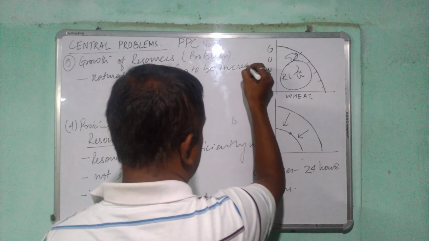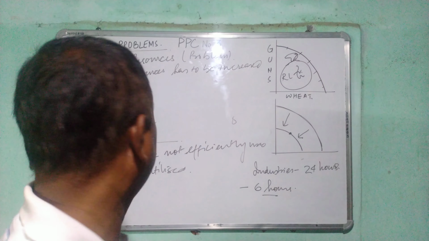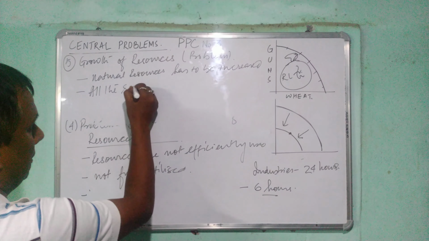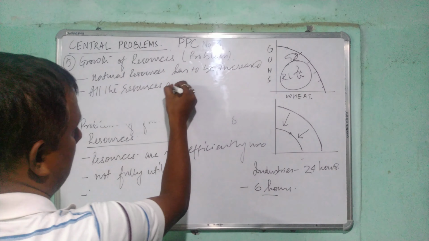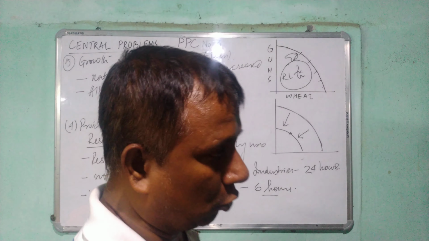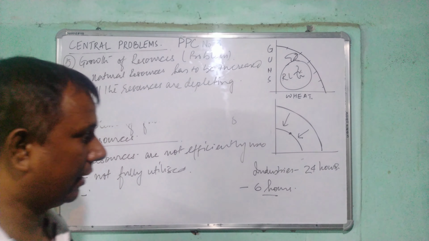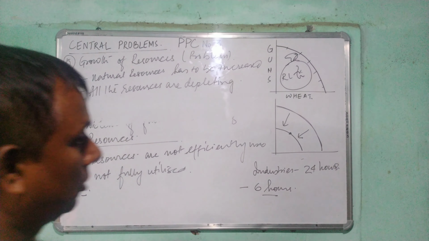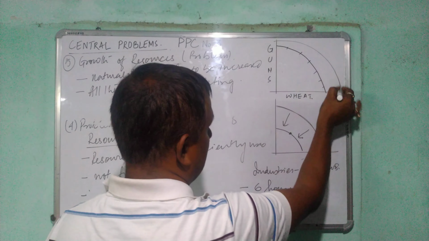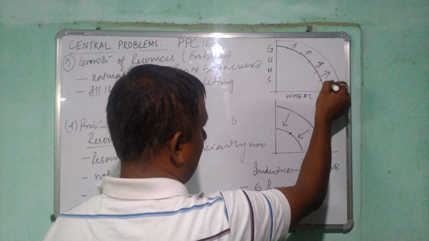For example, the Gulf countries are exporting oil. What happened? Those resources are depleting. All the resources are depleting, meaning they are running out. We are not creating any resources that keep increasing every year. We are never thinking of that. So the resources are depleting. So for that, what we have to do is growth of resources, meaning the curve will go outward and the production will increase.